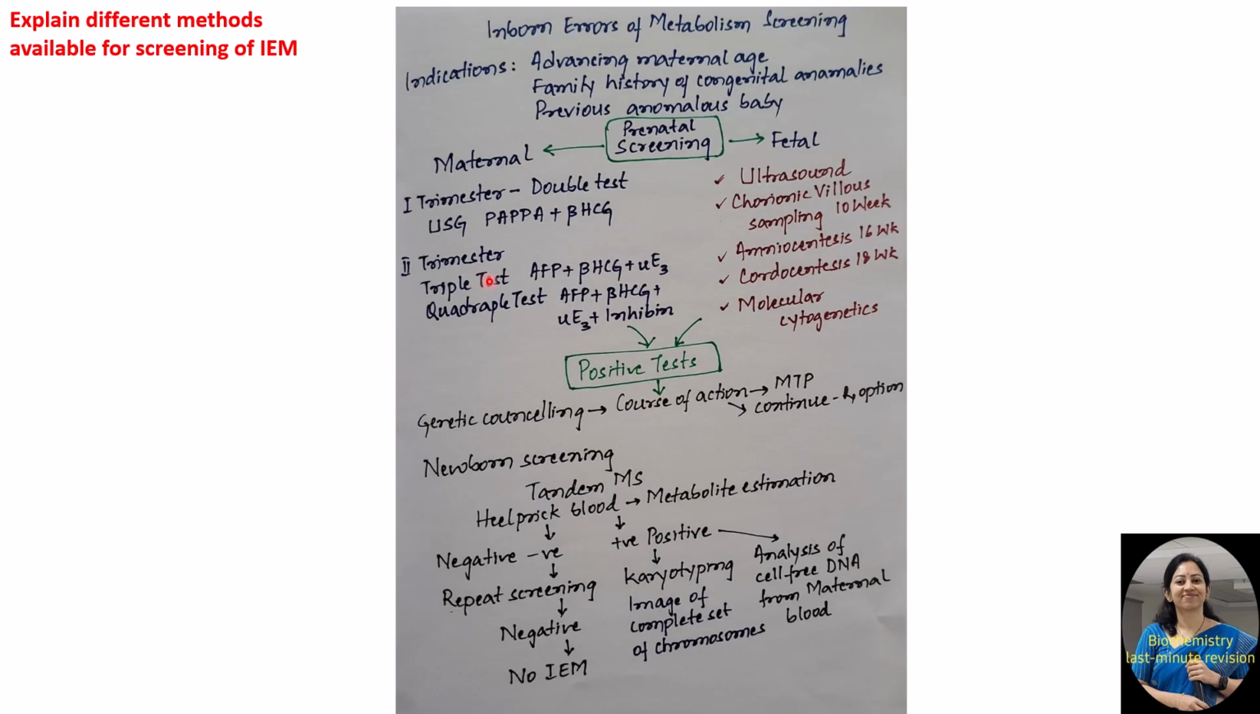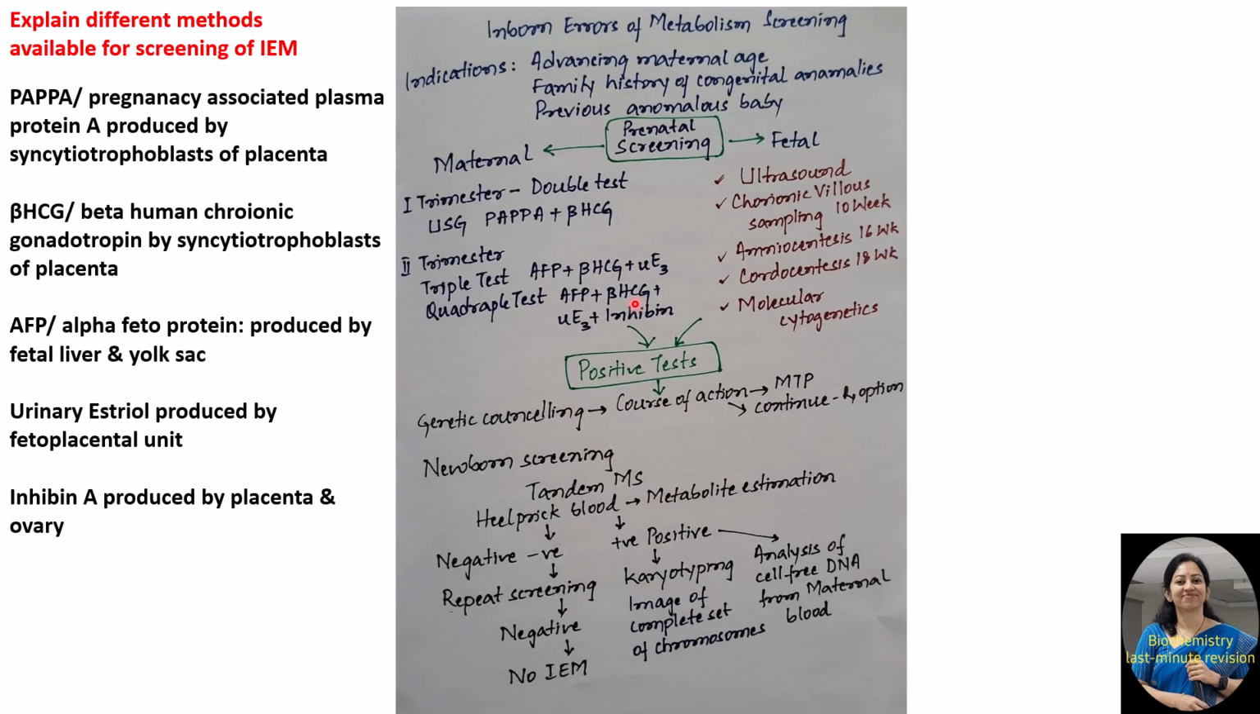The components of the triple test include alpha fetoprotein, human chorionic gonadotropin, and urinary estriol. The quadruple test has one additional component, inhibin. So these are all the tests that are carried out in the maternal blood, by collecting the mother's blood.